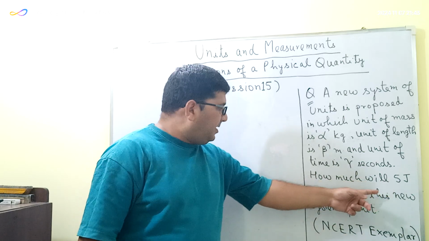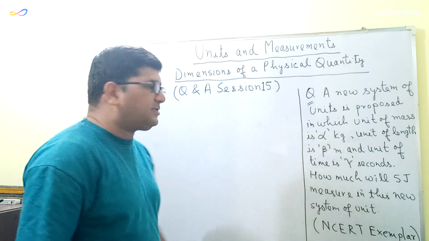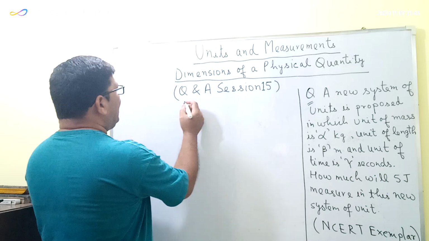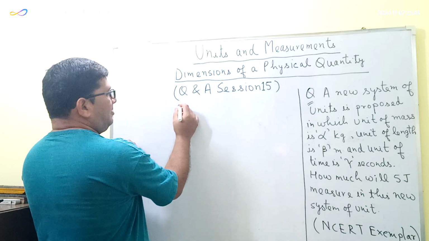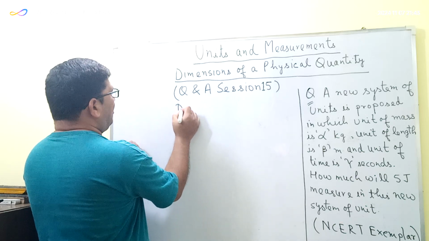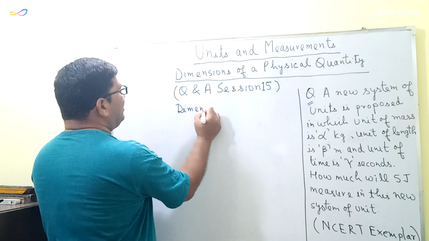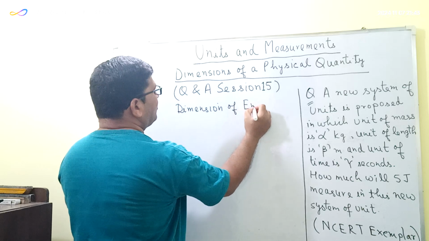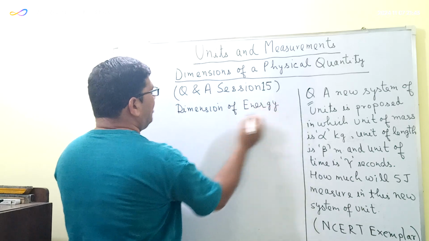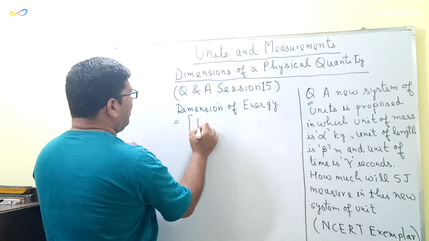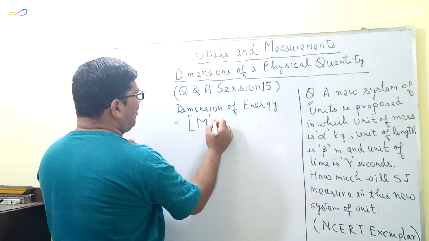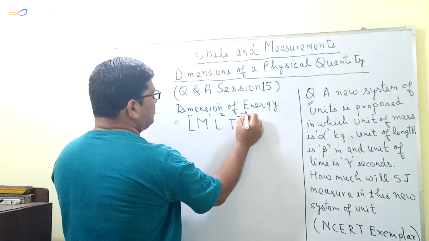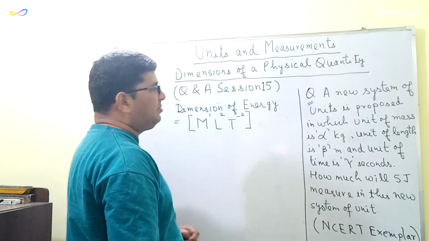Now 5 joule is the measurement of energy in the SI system of units. So first of all, let us write the dimension of energy. The dimension of energy, as we all know, is equal to M to the power 1, L to the power 2 and T to the power minus 2.